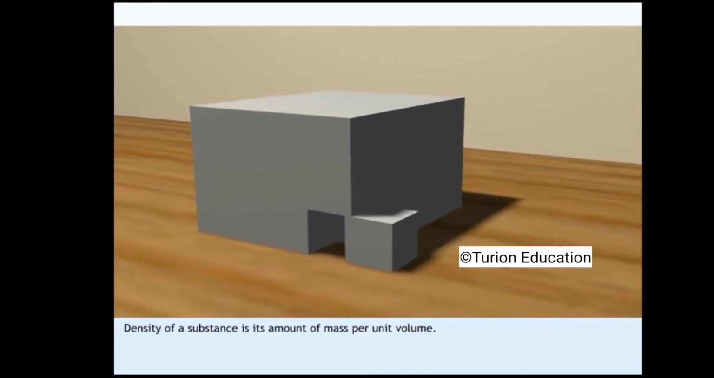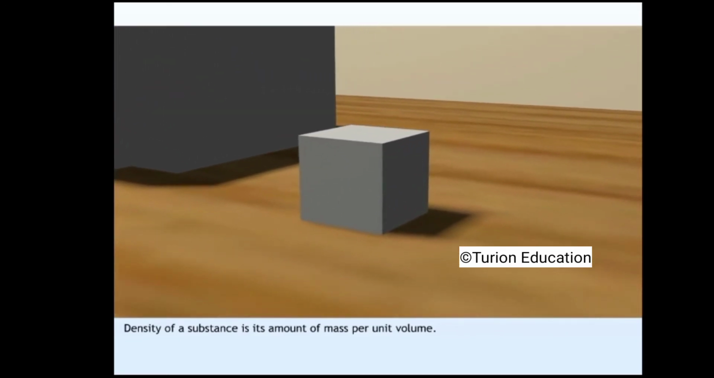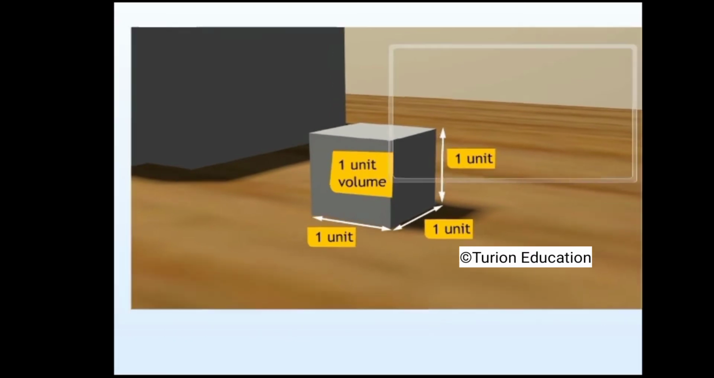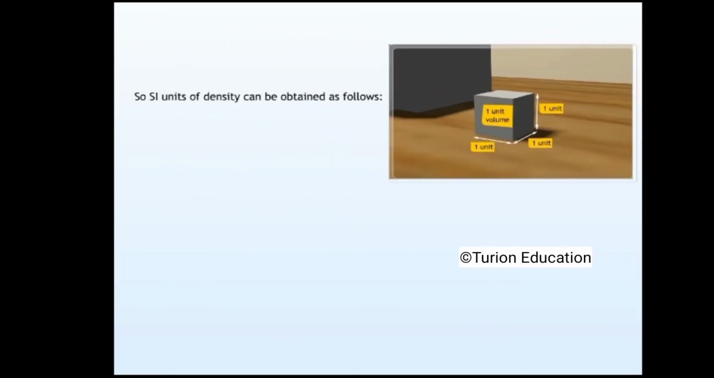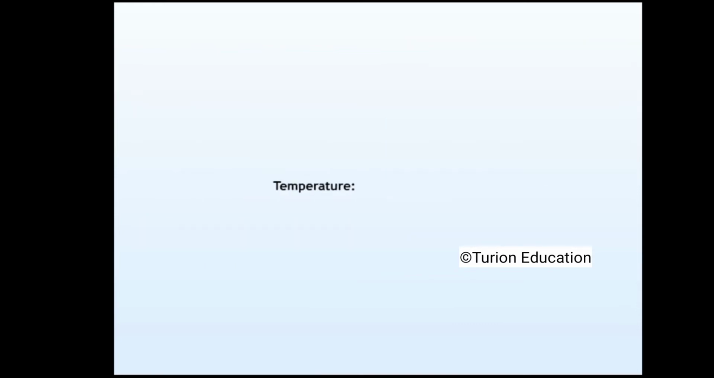Now, let us define density. Density of a substance is its amount of mass per unit volume. So, SI units of density can be obtained as follows. SI unit of density is equal to SI unit of mass by SI unit of volume, which has a unit of kilogram per meter cube. This unit is quite large, and a chemist often expresses density in grams per centimeter cube, where mass is expressed in grams and volume is expressed in centimeters cubed.